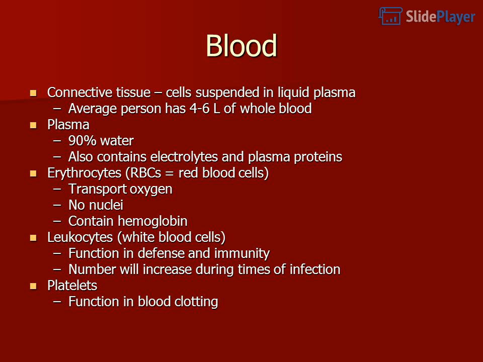Blood is a connective tissue, cells suspended in liquid plasma. The average person has 4 to 6 liters of whole blood. Plasma. 90% water. Also contains electrolytes and plasma proteins. Erythrocytes, RBCs equals red blood cells. Transport oxygen. No nuclei. Contain hemoglobin. Leukocytes, white blood cells. Function in defense and immunity. Number will increase during times of infection.